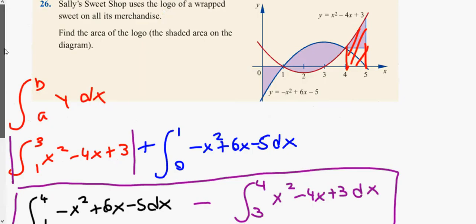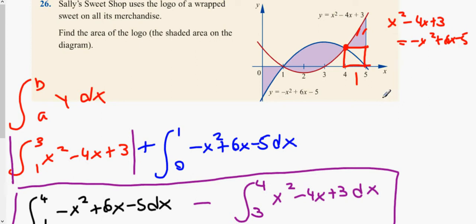But the problem is we also double counted a square. So this square here is going to have to get taken away from it. Well, the square is 1 across. Now I could really do with finding out what this intersection point is. To get the intersection point, both curves equal each other. So I'm going to get x squared minus 4x plus 3 equal to minus x squared plus 6x minus 5.